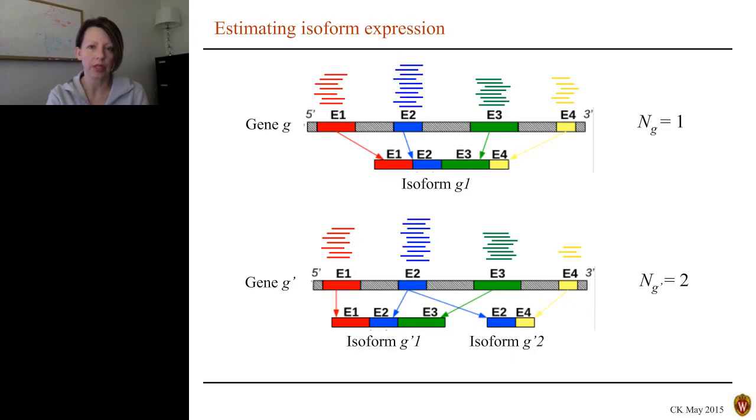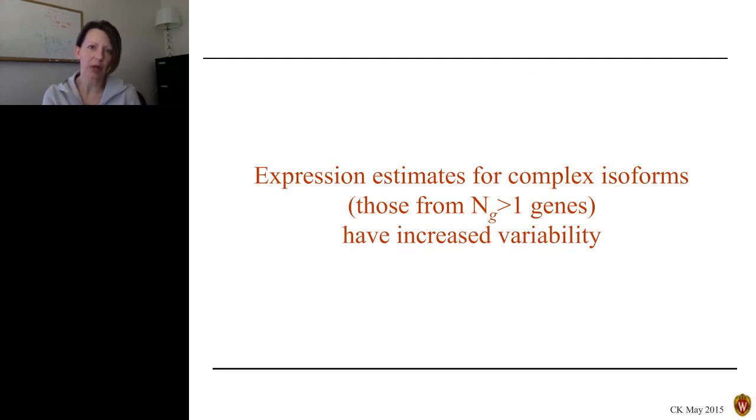What do you do with the reads that are mapping to exon 2, those blue reads there? You want to divvy them up among the isoforms in a way that's directly proportional to their expression, but that indeed is the quantity that you're trying to estimate. So that is a little bit more complicated. And because that's more complicated, there's increased uncertainty in isoform expression estimates for more complex isoforms. Let me repeat that. Expression estimates for complex isoforms, those for which NG is greater than 1, have increased variability because of this problem that I just mentioned. And that increased uncertainty needs to be accommodated if you want improved inference.